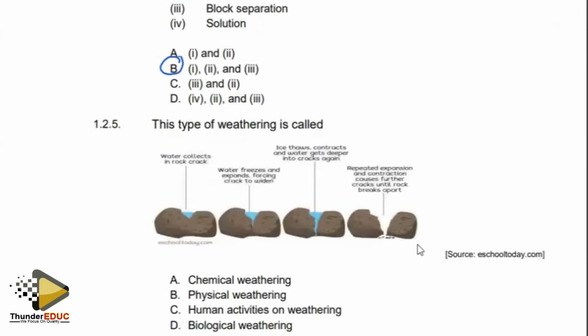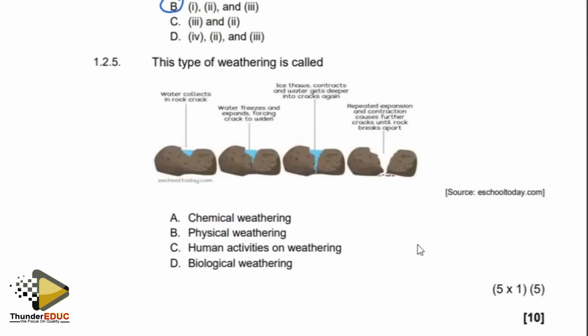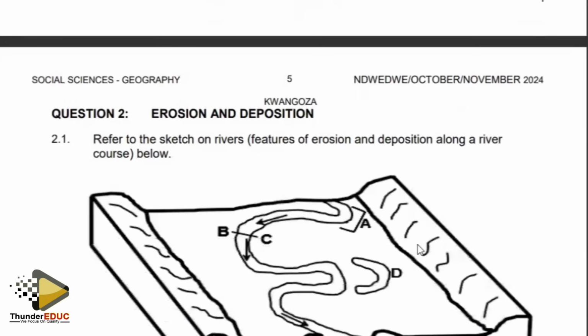Then we have this type of weathering. When you look at this type of weathering, is it chemical weathering, physical, human activities on weathering, or biological weathering? It is called physical weathering. Right. So let's go to erosion and deposition.